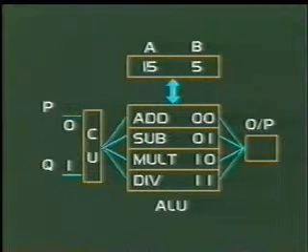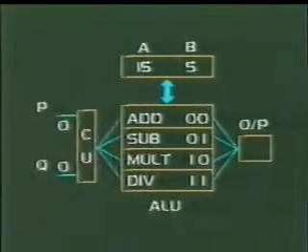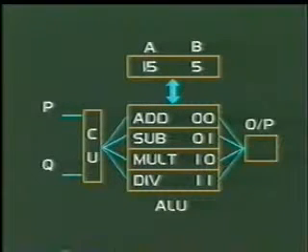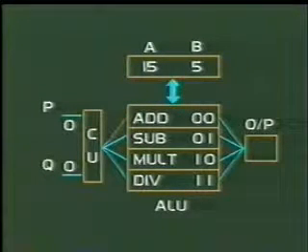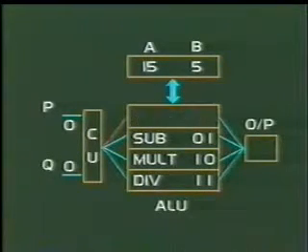Do you know what decodes the operation code and selects the function? This is done by control unit. Let us see what happens if we give 0, 0 at the inputs. Control unit enables the adder part of the ALU and the output is 15 plus 5 equal to 20 appears on the output device.